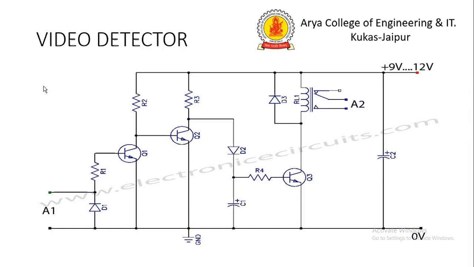So basically, a 9 volt and 12 volt supply is required in almost all electronic devices. 9 volts and 12 volts is sufficient voltage to operate any electronic device. BJTs and diodes are the main important parts of any electronic circuit diagram.